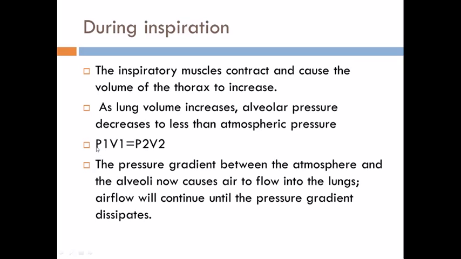So the pressure became less than the atmospheric pressure. This creates a pressure gradient, where the atmospheric pressure is greater than the pressure inside our lungs. This is responsible for sucking the air from the atmosphere into the lungs until the pressures are equal to each other.